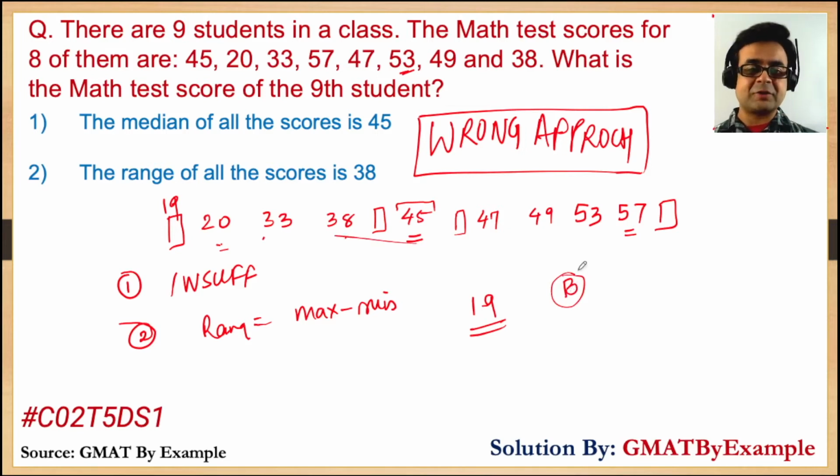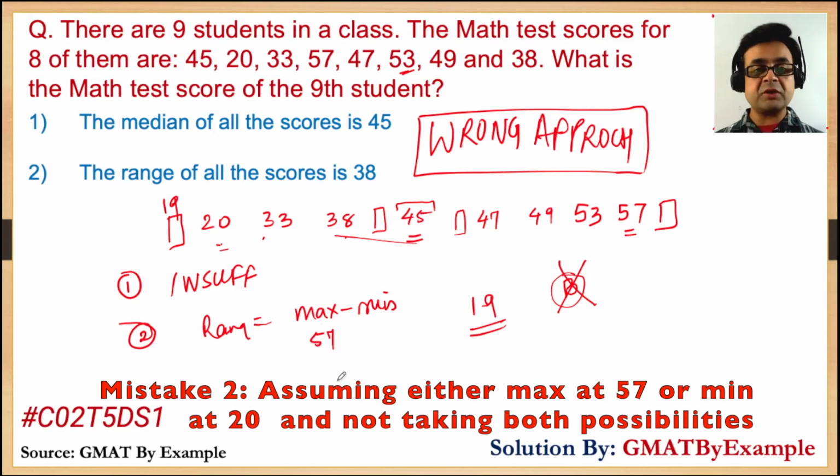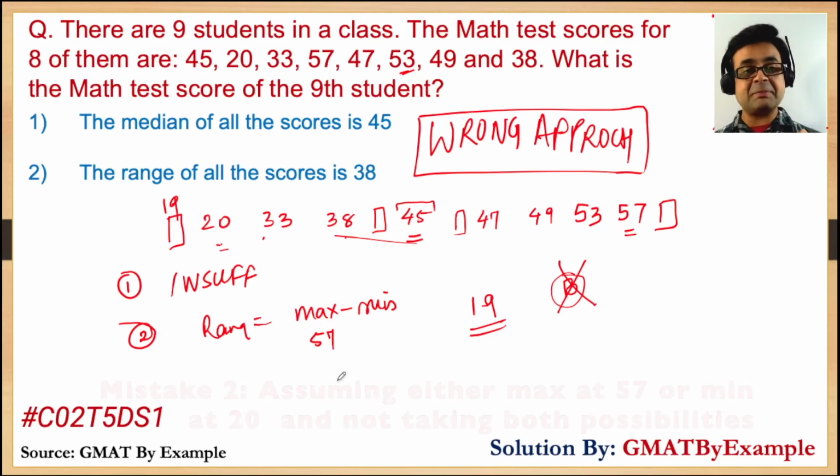And here is why. First, let me cross out B. Even though you calculated 19 as a possibility for the 9th value, because 57 minus 19 is 38 and the range is 38, you are making the assumption that the maximum value is fixed at 57. Nowhere in the question is it given that the maximum value is 57. So that is a bad assumption.